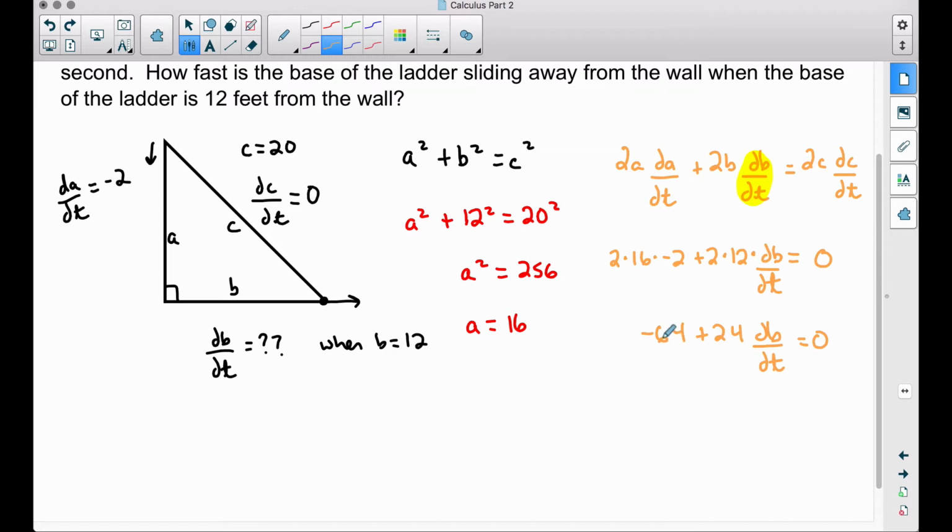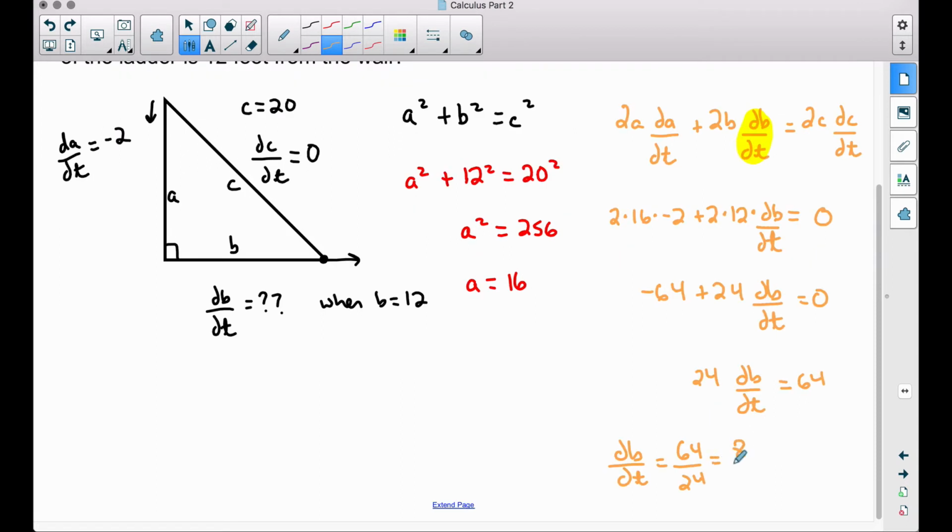Working this out a little bit further, we have negative 64 plus 24 dB/dt equals 0. Let's add the 64 to both sides. And then finally, let's divide by 24 to get dB/dt by itself. Simplifying this down, we get 8/3 feet per second, which is approximately 2.7 feet per second.